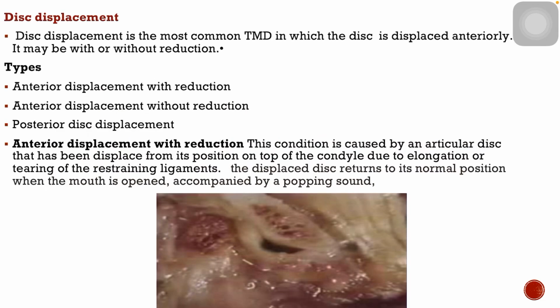Anterior disc displacement with reduction: this condition is caused by articular discs that have been displaced from their position on top of the condyle due to elongation or tearing of the restraining ligament. The displaced disc returns to its normal position when the mouth is opened. When the patient opens, the disc returns to its place, accompanied by a popping sound.